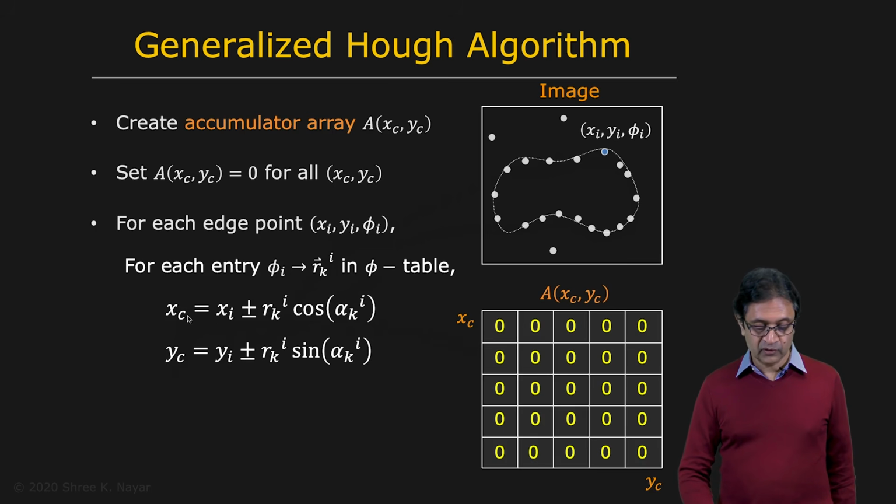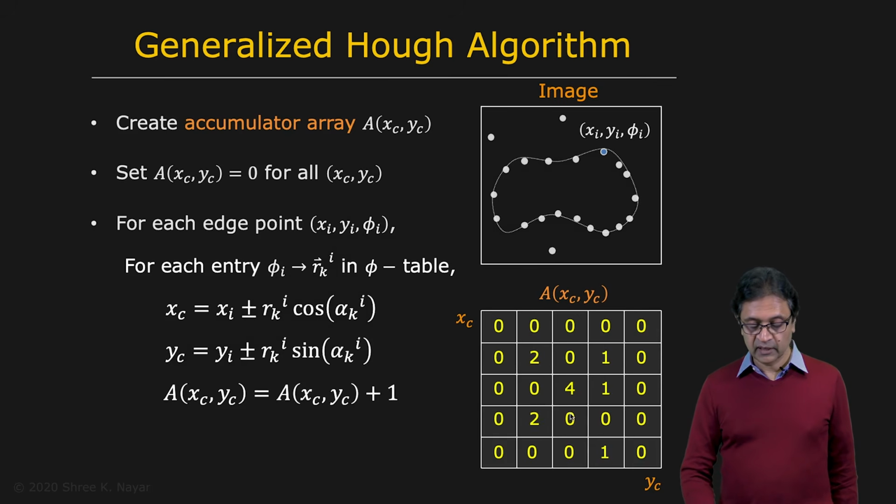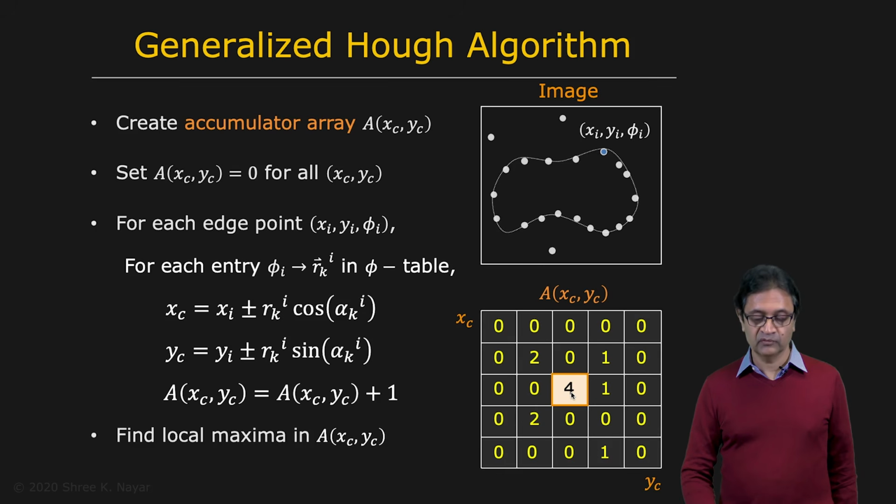So you go in and you vote, and you repeat this process for every xi, yi, phi, and you end up with a bunch of votes in your accumulator array. And the maxima here, once again, would correspond to the location of xc, yc. So if this is the point where you get a maximum number of votes, and if that maximum is large enough, then you can claim that you found the location of xc, yc.